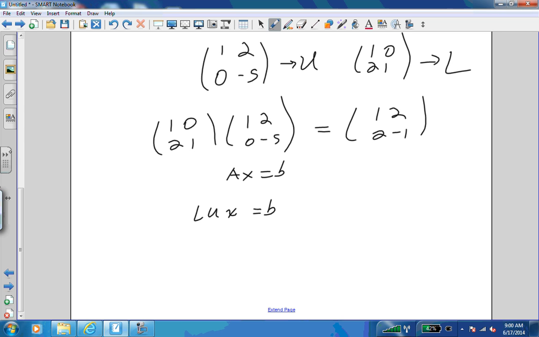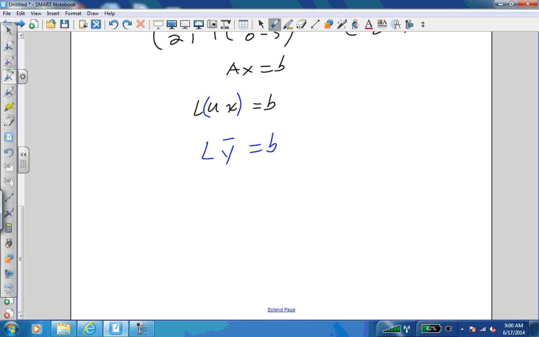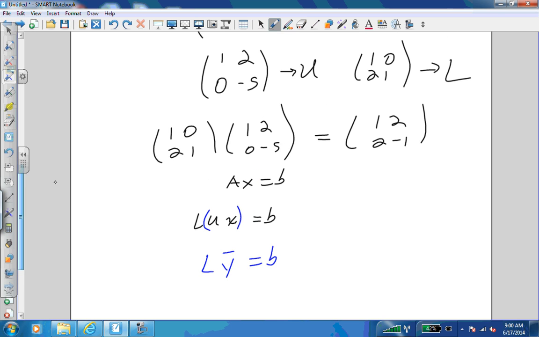Now, let's start by doing a little substitution. Let's call this Y. So let's say change this to LY equals B, where Y is just a vector. Notice if we were to take, remember that X is just your variable vector. So if we were to do U times X, we would do this times that, which if we do a 2 by 2 times a 2 by 1, we get a 2 by 1, which Y is a 2 by 1.